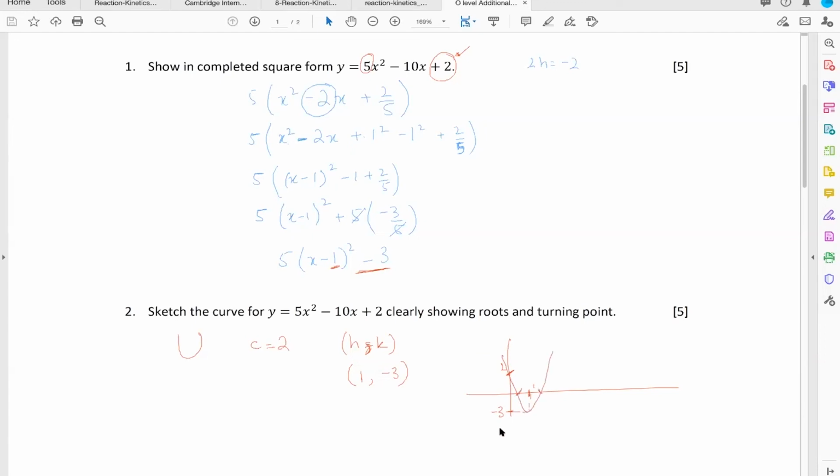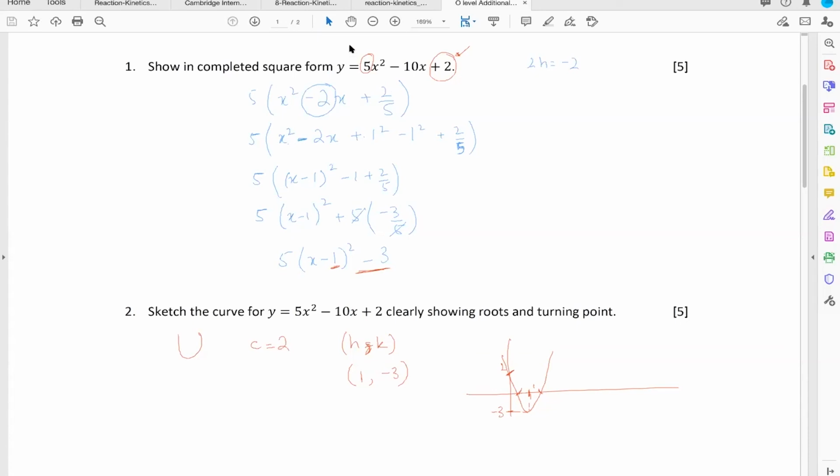We'll draw the shape. Except now we want to find roots. So for roots we can do factorising, we can use the quadratic formula, which will give us the values of the roots, and we can apply that.